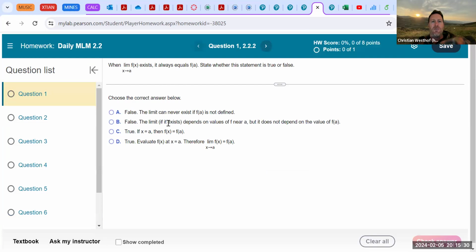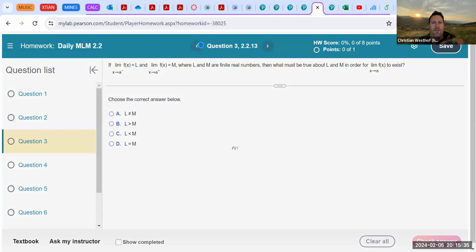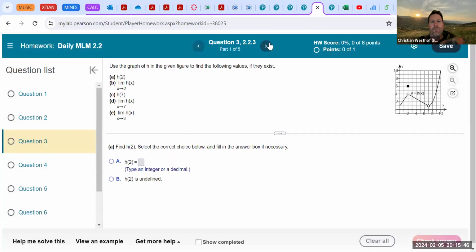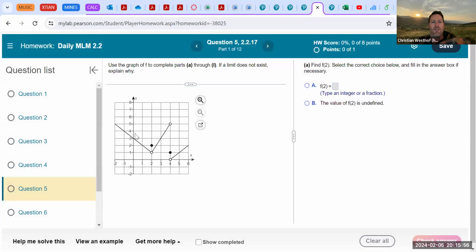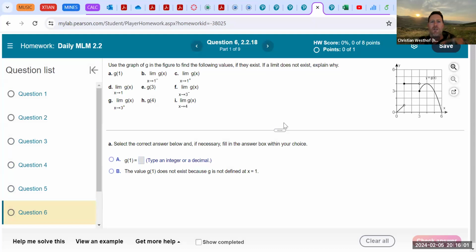2.2, questions about limits. That could be a thing. This question, you're not going to have a question like this, but this is getting at, for a limit to exist, the one-sided limits have to agree. Then be able to look at a picture and identify limits. We did that today in class. Same thing here, look at a picture, identify limits. Question 5, look at a picture, identify limits. 6, look at a picture, identify limits. That's definitely a thing you're responsible for. And again, we did that today in class.